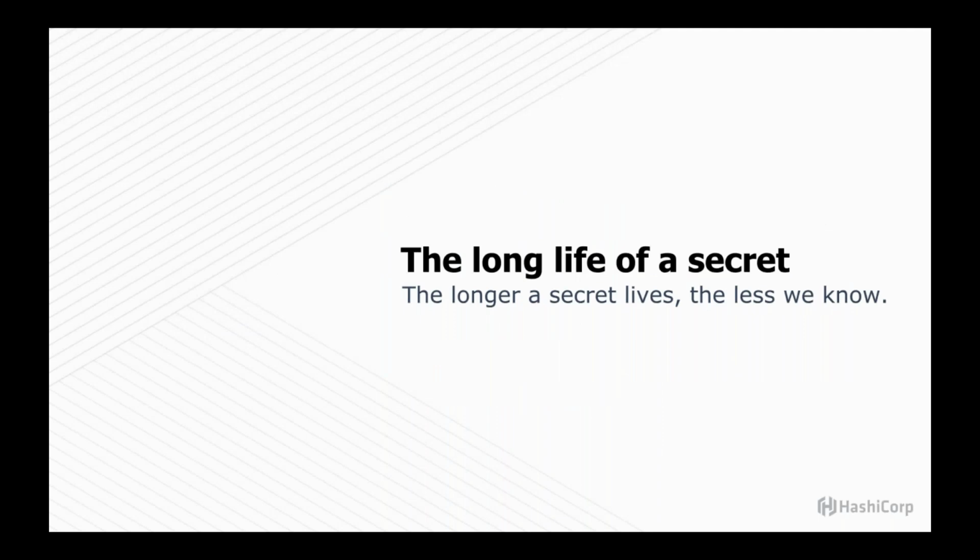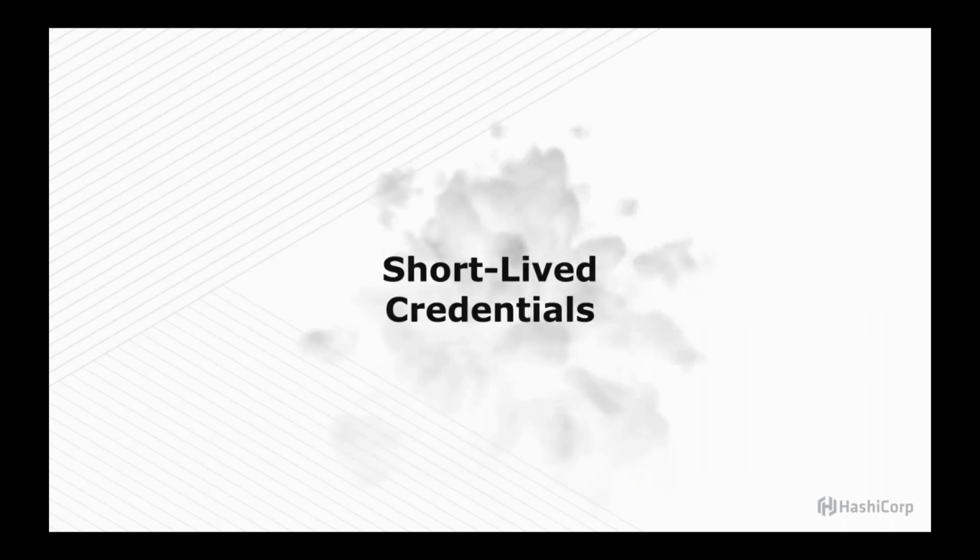So the sad truth is that the longer a secret lives, the less we know about where it actually is. Another way of saying this is, the longer a secret lives, the more likely it is that it was leaked and that somebody else saw it who wasn't supposed to see it. So how do we deal with this? What are we going to do about the fact that we can't really trust our applications to be good at handling secrets? Well, here's the answer: short-lived credentials.